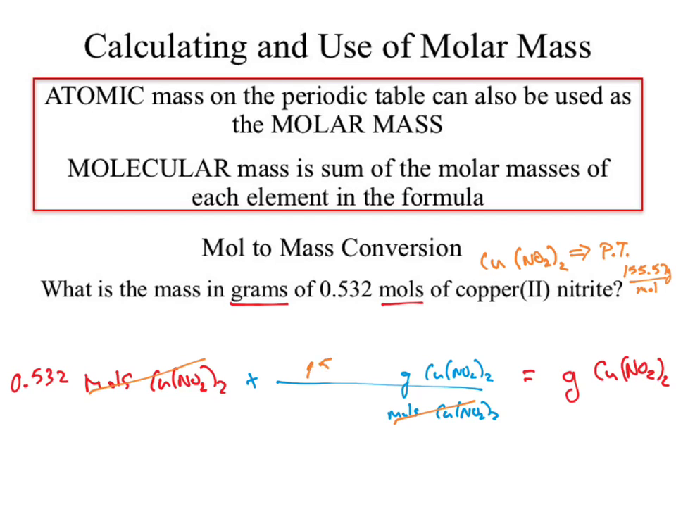Where's the 155 show up? Grams was the better answer. 155.57 grams. What shows up with moles? 1. Now we can punch in the calculator and we run our calculation. Okay?